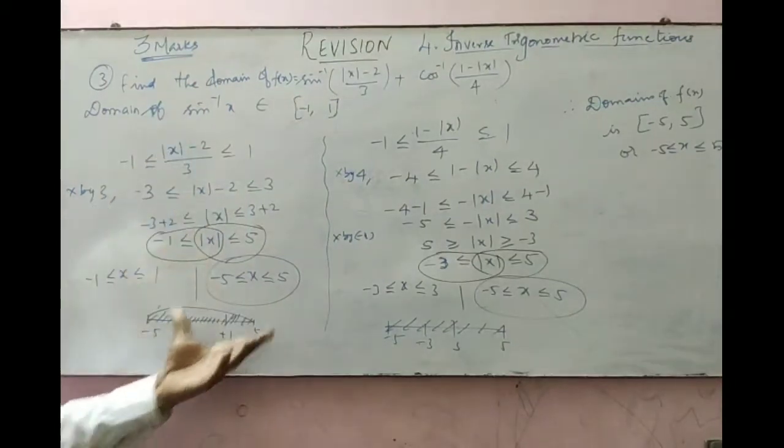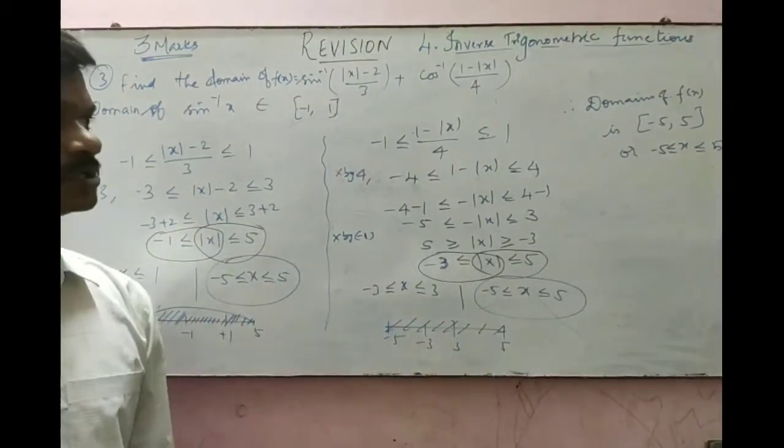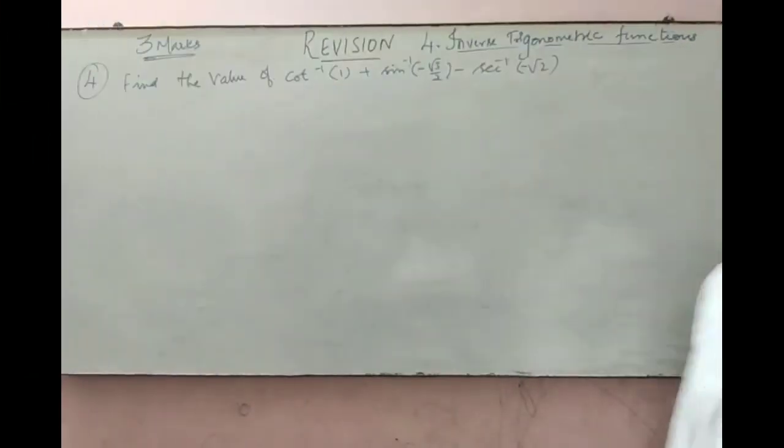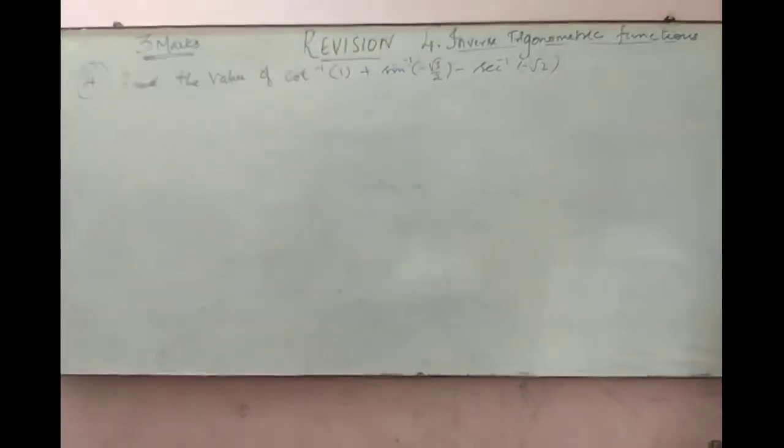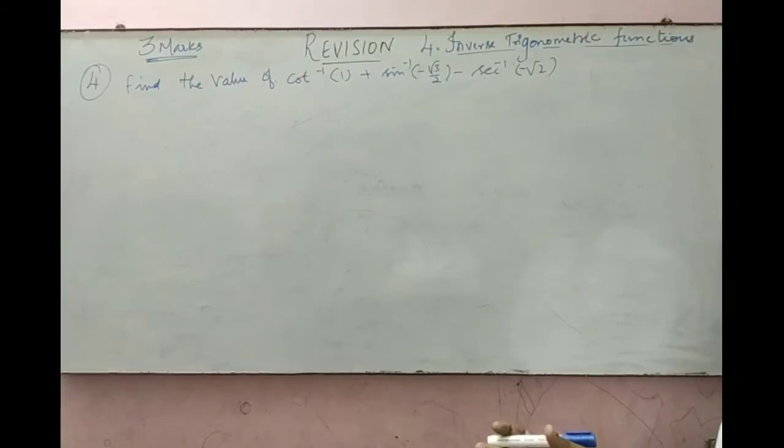So you have to simplify this and get the common interval, that is the domain. Next, in the fourth sum we are going to find the value of cot inverse of 1 plus sin inverse of minus root 3 by 2 minus secant inverse of minus root 2.